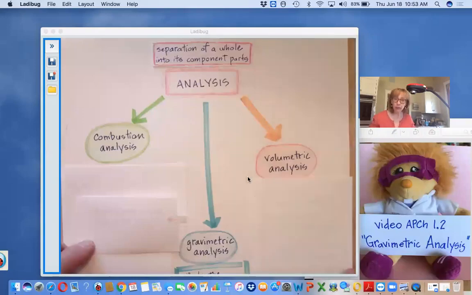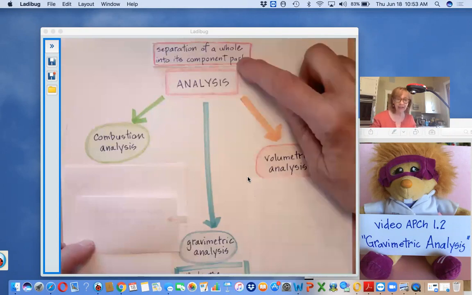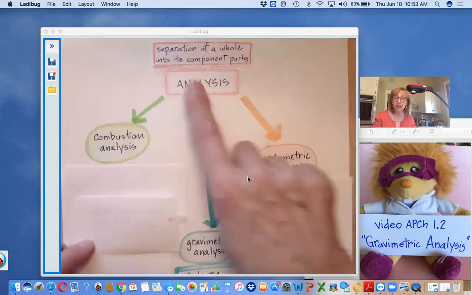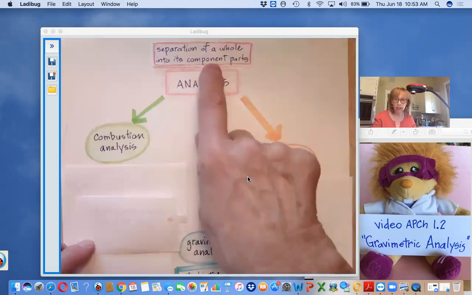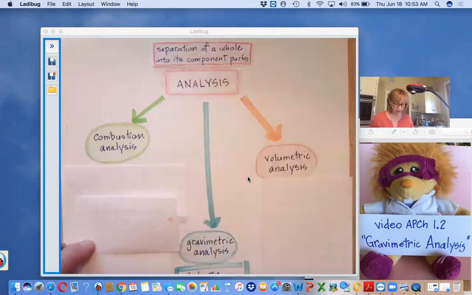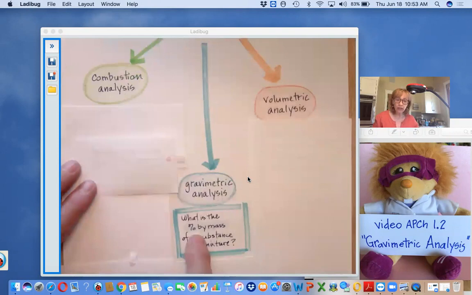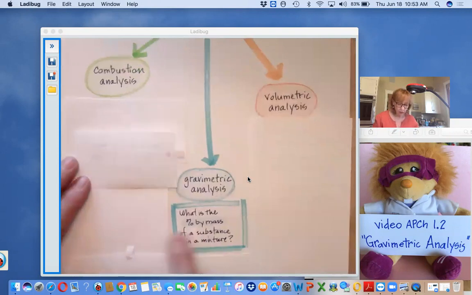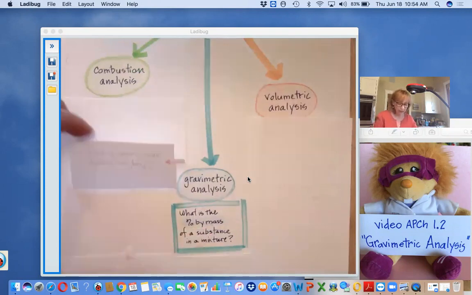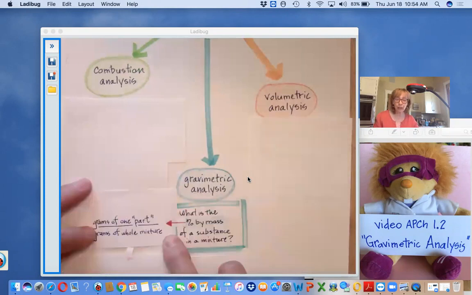Hey guys, today we're going to take a look at gravimetric analysis. If you remember, when we do an analysis in chemistry, we're talking about separating a whole into its component parts. In gravimetric analysis, the goal is most often to learn the percent by mass of a substance in a mixture. So when we're calculating percent by mass, we need two pieces of data.